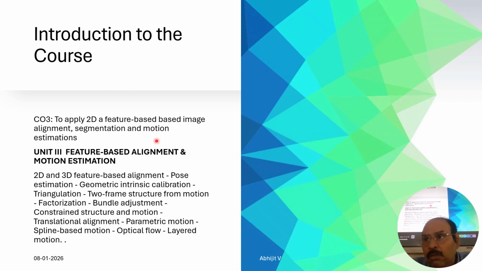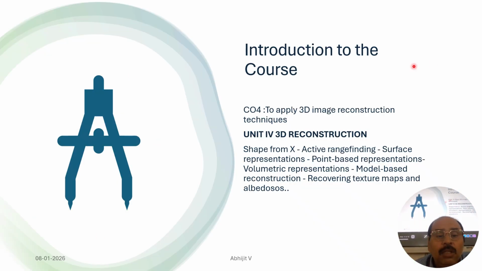It's there in my drive also. There's a fourth unit. From 2D, we are moving towards three-dimensional image reconstruction. These are some examples which I'll be showing you. Very interesting things are available. I'll come to that one by one. So this is the fourth unit that we are going to study.